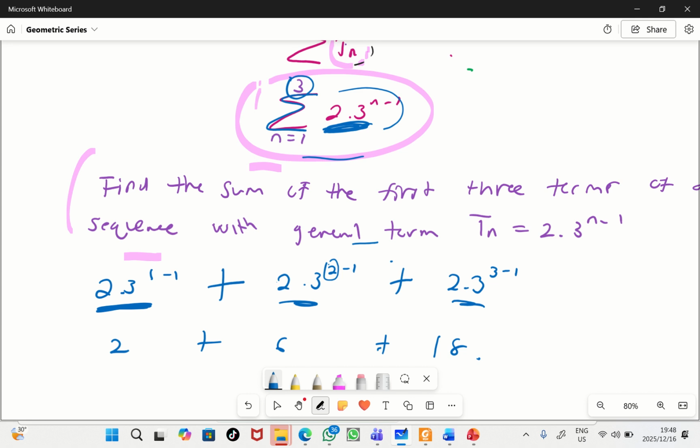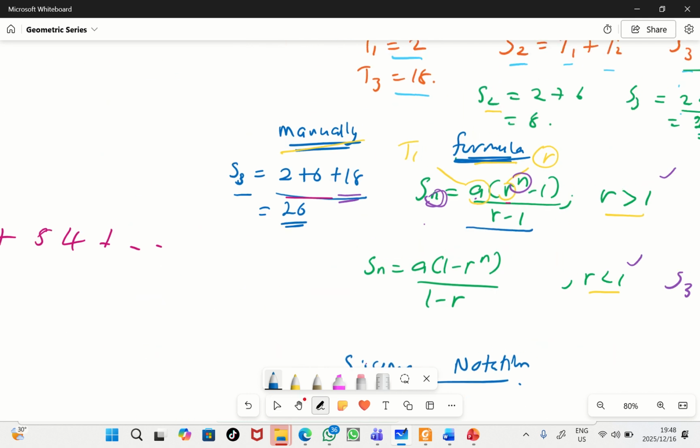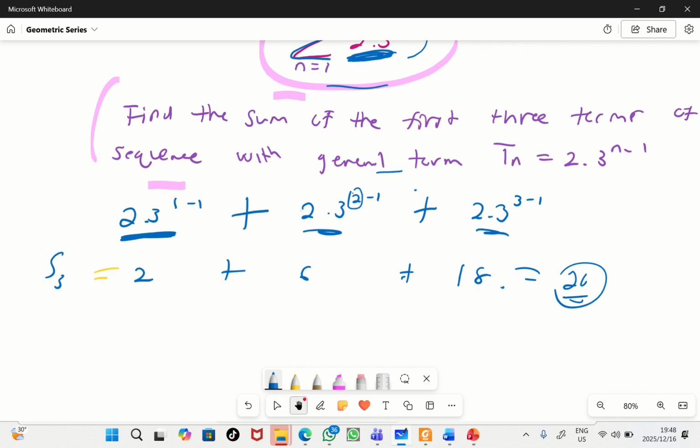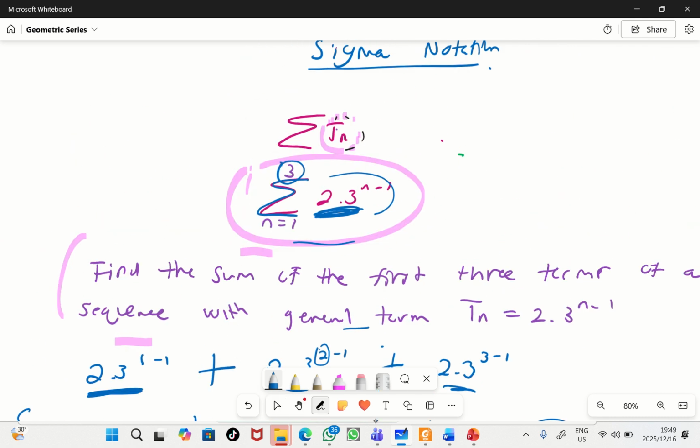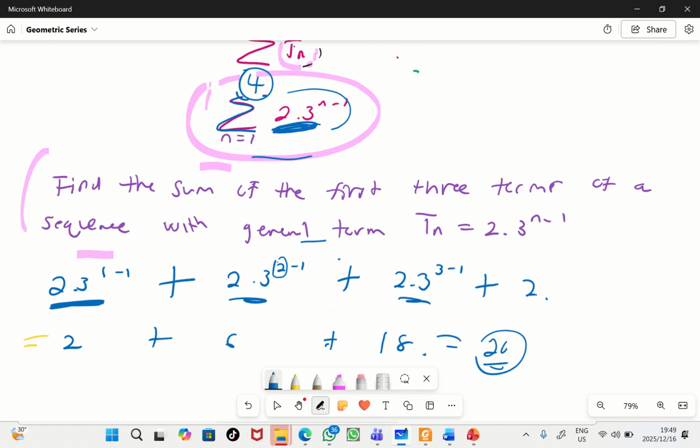Yeah, good question. He's saying that if we're looking for the sum of the first four terms, so you guys so far see that this gives us S3, right? The same answer as the two methods we've already covered, manually and formula-wise. So now he's asking if we had a 4 here, would that mean we're looking for the sum of the first four terms? Absolutely. So this would then become plus 2 times 3 to the 4 minus 1. So that's what that would mean.